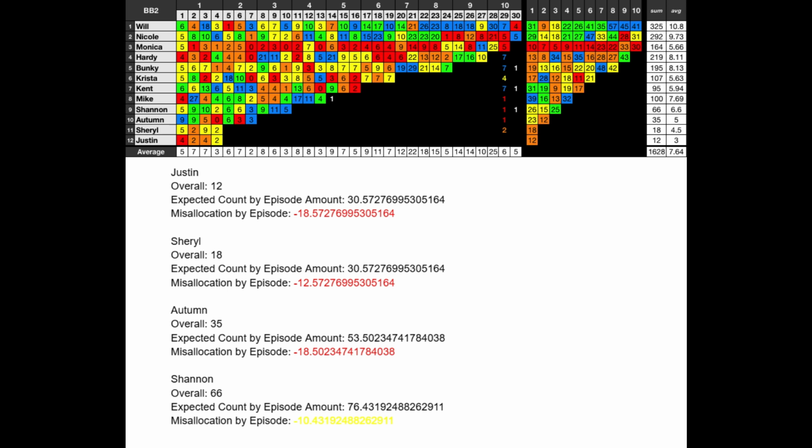Shannon overall has 66 diary rooms, and her expected count by episode amount is 76 confessional diary rooms. So her misallocation by episode is negative 10.43. So that is unedited, or a bit unedited, but still decent enough. So pretty much if you have a misallocation amount from negative 10 to 10, you have a decent enough edit. Anything above 10 is a large edit, and anything below negative 10 is a low edit.